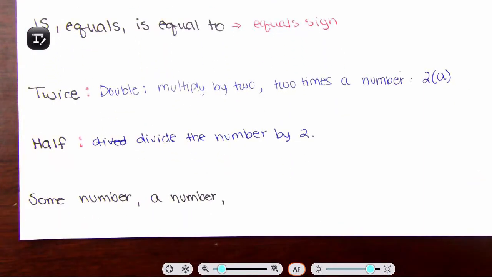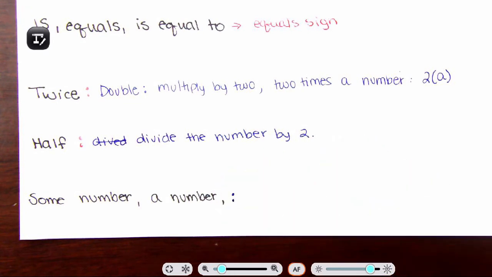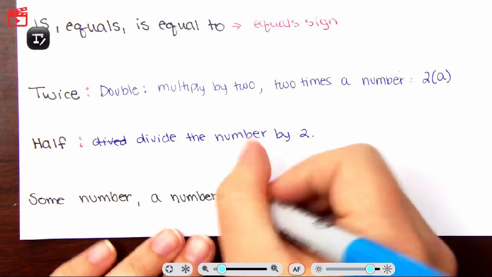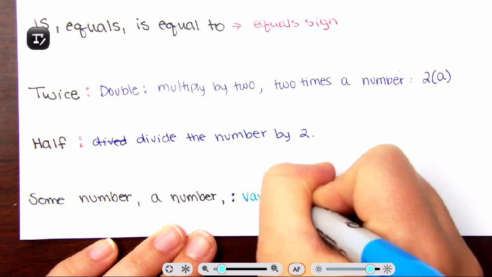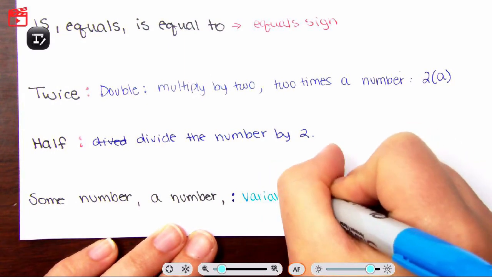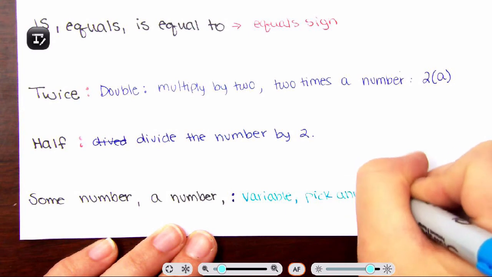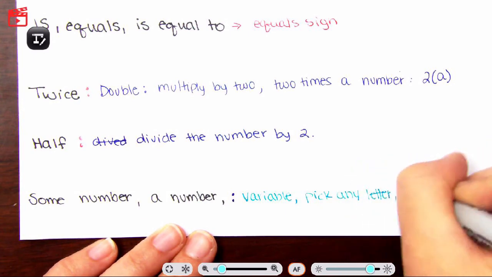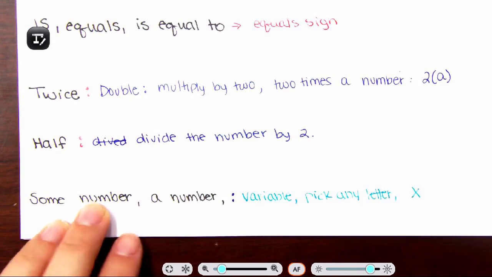Last thing we have is whenever you see some number, a number, that means we don't know what that is, and that would be a variable. So this is a variable, and you can just pick any letter. Most common you guys usually like to pick is X.